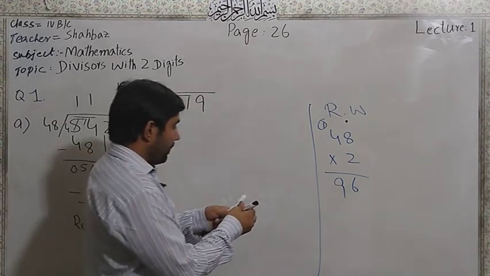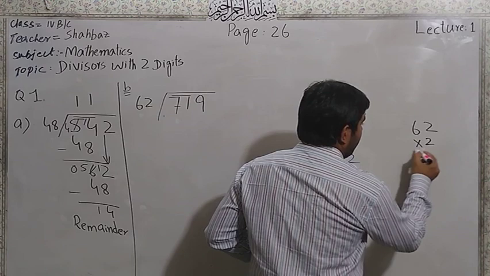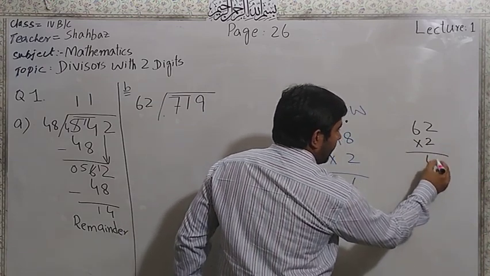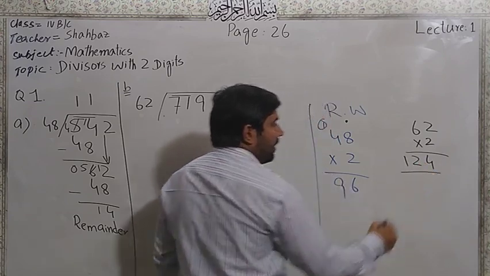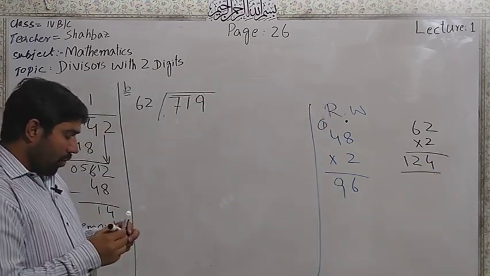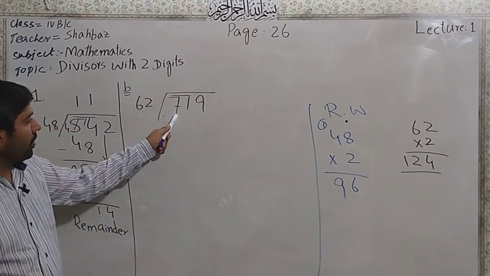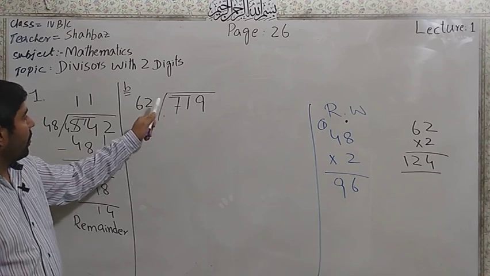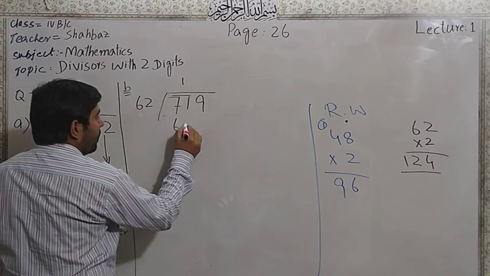If you read the table of 62, 62 multiplied by 2, 2 2s are 4, 2 6s are 12. It's 124. 124 is greater than 71. We need equal to 71 or less than 71. So we guess 62 1s are 62.